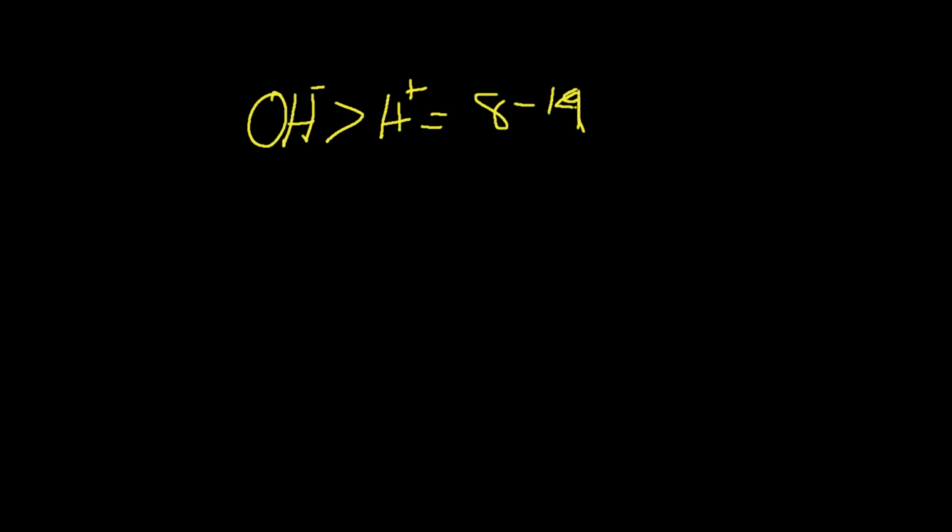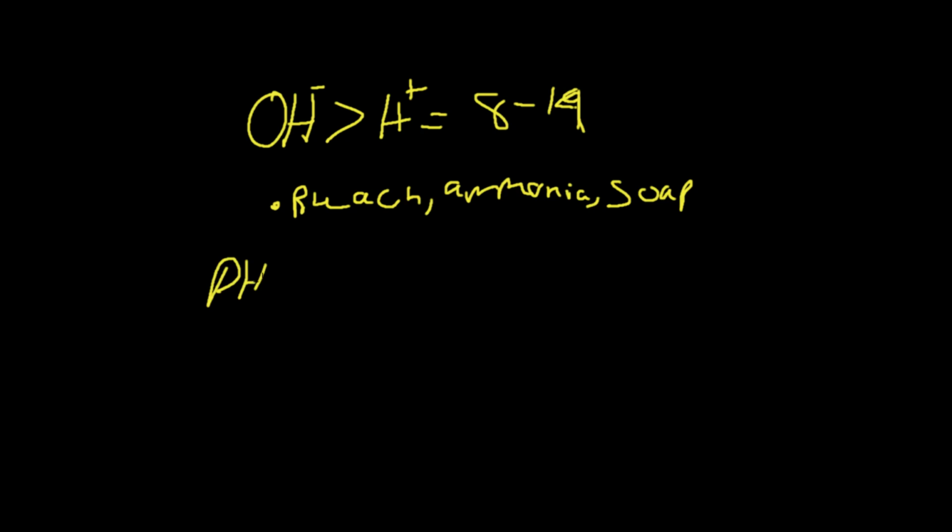But there could also be examples. Good examples would generally be something like bleach or ammonia. And even just normal soap. These would all be examples of basic substances, and it all shows that hydroxide ions are greater than hydrogen ions inside these substances. But not all substances are as basic as each other, so something with a pH of, for example, 9 is not as basic as something with a pH of 14.